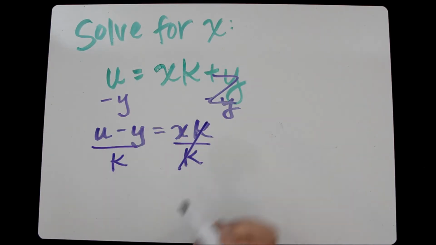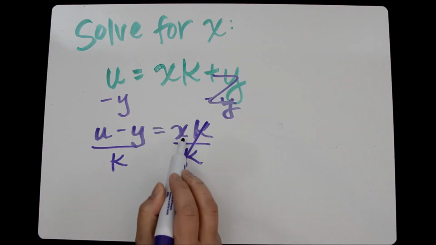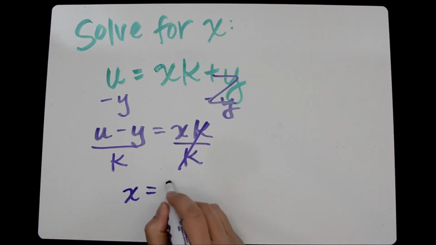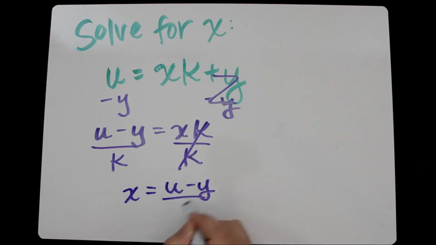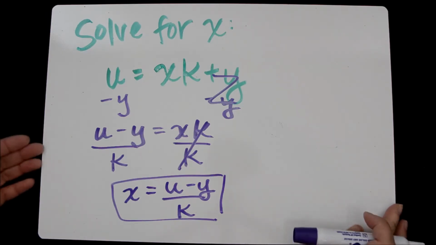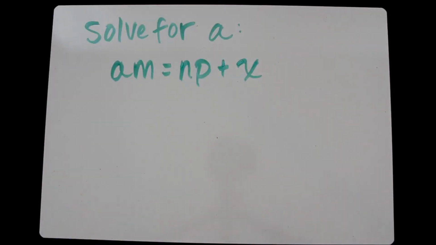And when we do that, this one's out. We're left with x is equal to, and I'm just going to rewrite it on the left-hand side, u minus y all over k. And that is our simplified answer. We can't combine any of the variables because they're not like terms. Let's take a look at our next example.